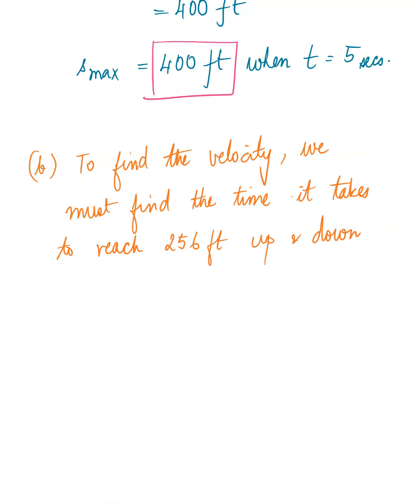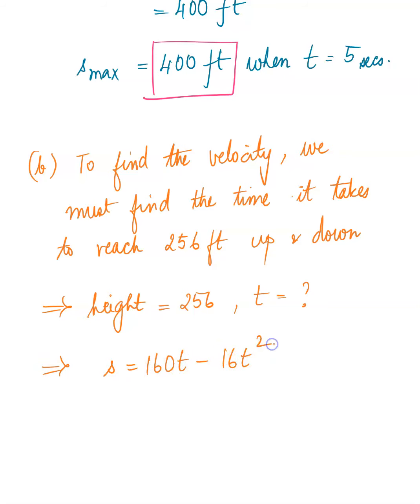All right, so let's say that the height is now fixed to be 256. T equals what? For that I have to call upon the S function. S is 160t minus 16t squared. This is given to us. And we're fixing this S to be 256, so you're setting this equation to 256.